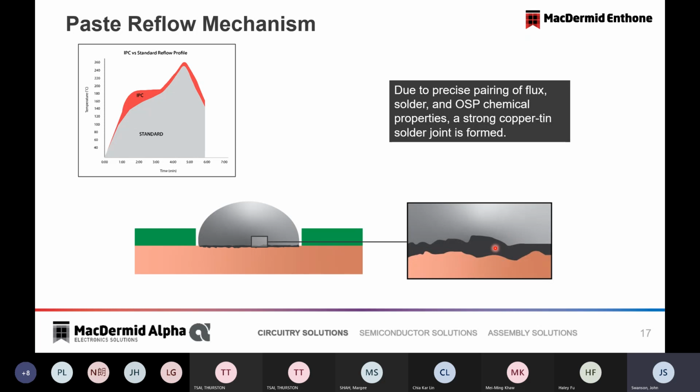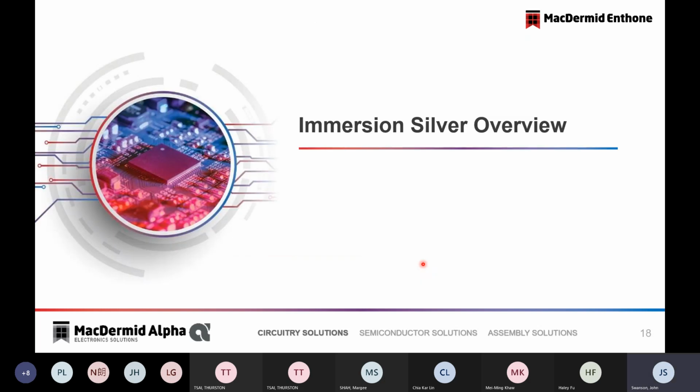So what I've tried to communicate here is some of the key considerations that go into effectively using, considering, choosing, and running an OSP process. So I'm going to spend now a little time on immersion silver.